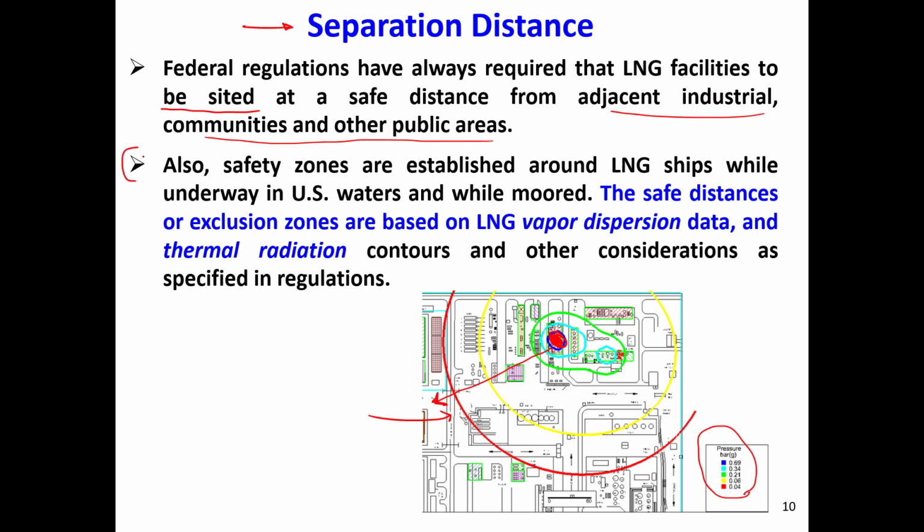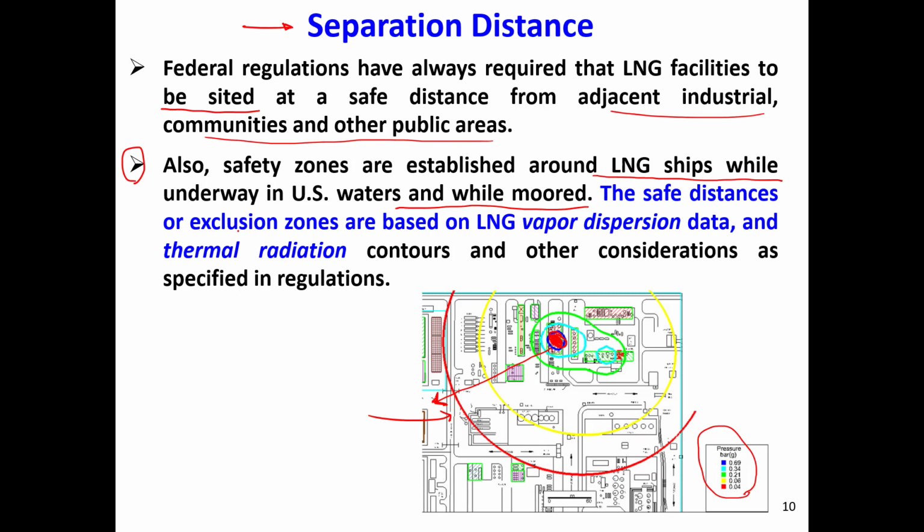So, for example, in the US, there are safety zones around the LNG ships while they are underway, while they are docked, and while they reach the port, the terminals. So while they are on the sea underway, they define a safety zone for them, so ships cannot get closer to them than a certain distance. And once they arrive at the terminals, they also have a safe distance that you cannot get closer than.